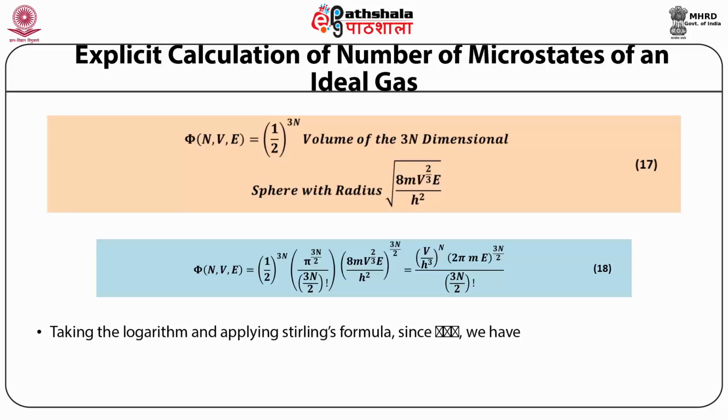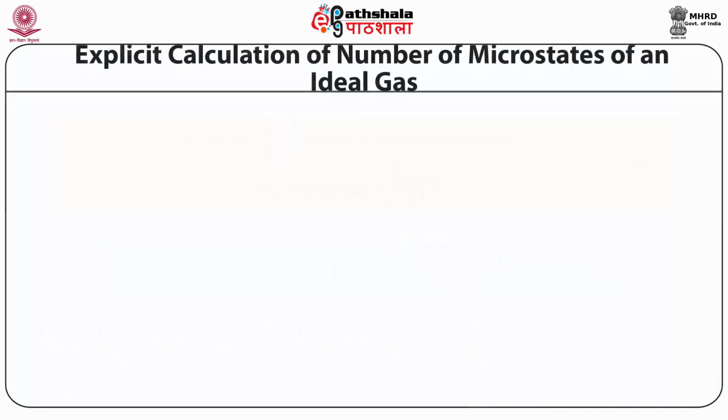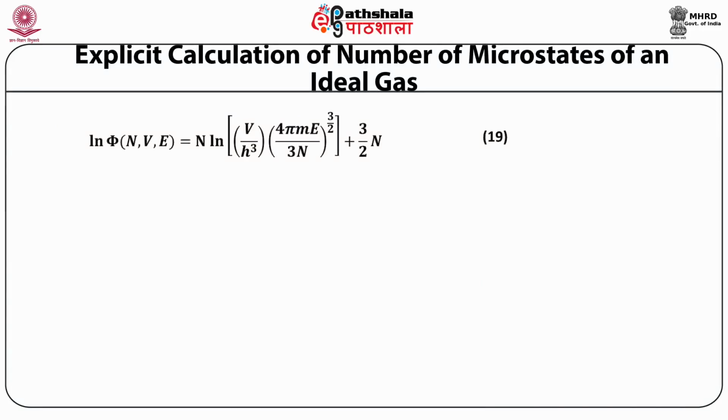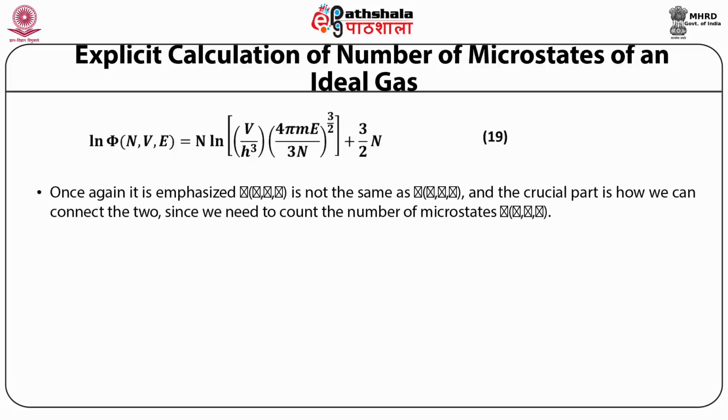Taking the logarithm and applying Stirling's formula, since n is greater than or equal to 1, we have log of phi as a function of n, V and E is equal to n log of V upon h cube multiplied by 4 pi m E upon 3n raised to power 3 by 2 plus 3 upon 2 multiplied by n. Once again, it is emphasized, omega as a function of n, V and E is not the same as phi as a function of n, V and E.